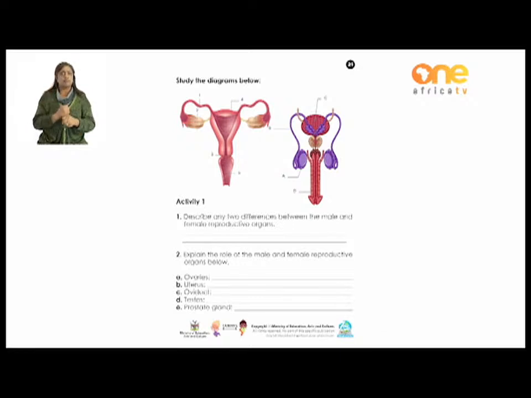At number 1, you should describe any 2 differences between the male and female reproductive organs. So you look at the diagrams and then you describe any 2 differences between the male and female reproductive organs. And at number 2, you explain the role of the male and female reproductive organs below. A is the ovaries, B, uterus, C, oviduct, D, testis, and E, the prostate gland.